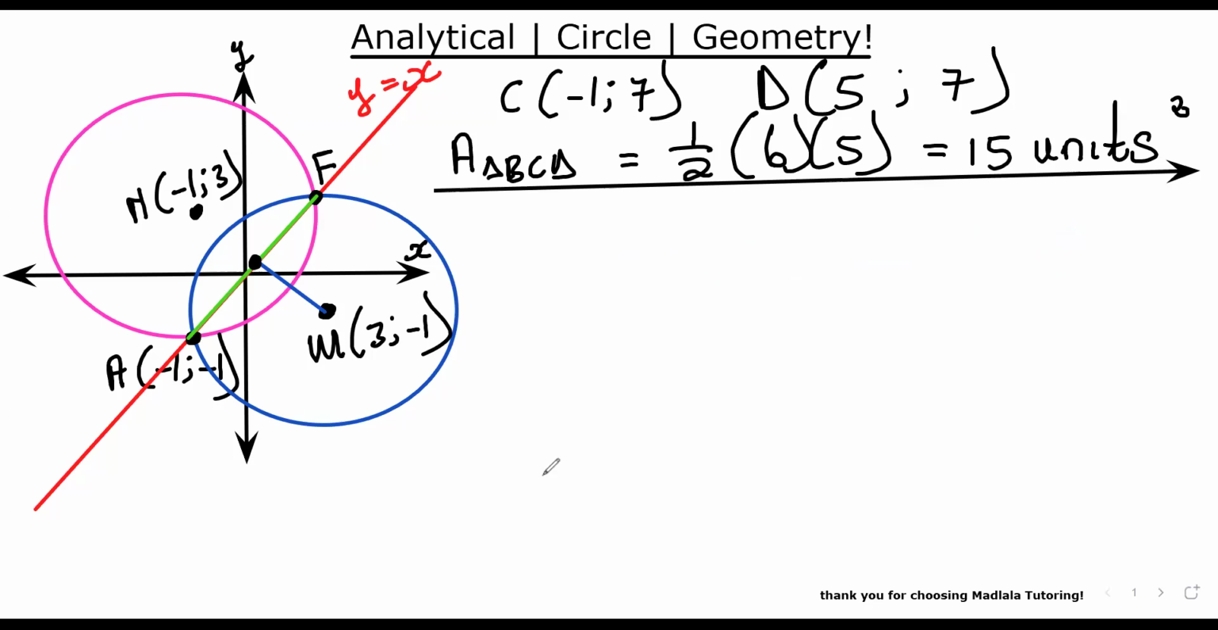Well, it's very easy. If we can find the equation of the line NM, and here we already know the equation of the line AF, it's y equals x, so if we can find the coordinates of the point of intersection of these two straight lines, then those coordinates will actually be at the midpoint of AF.